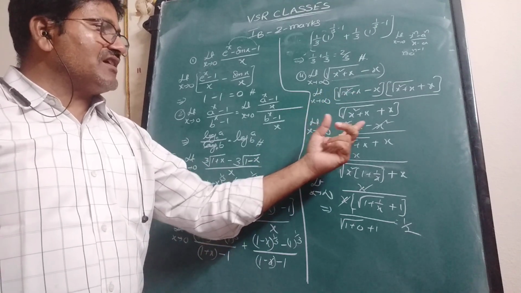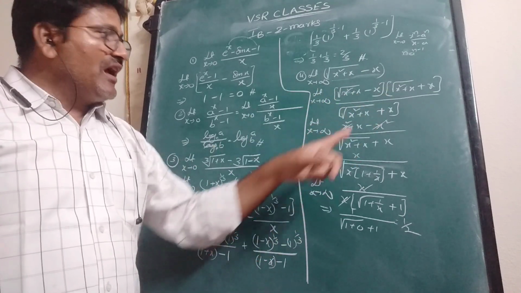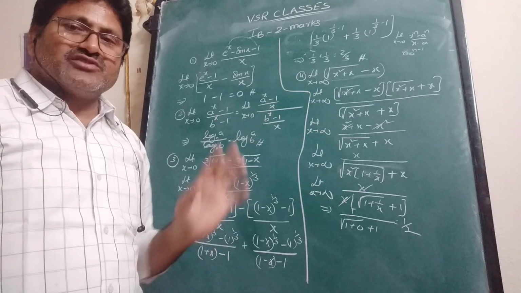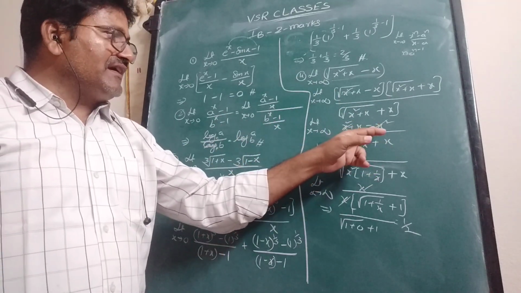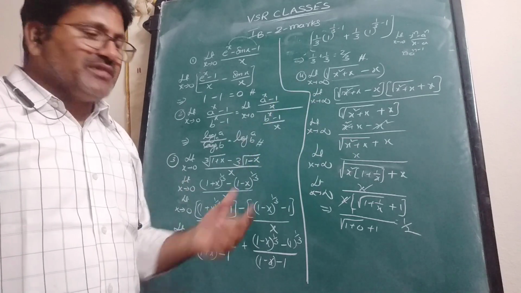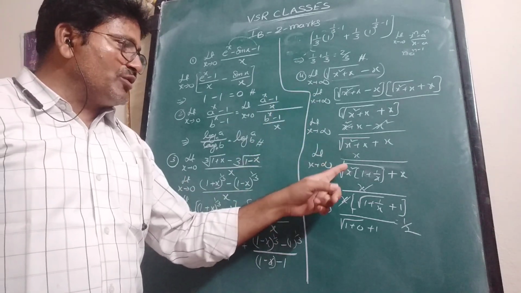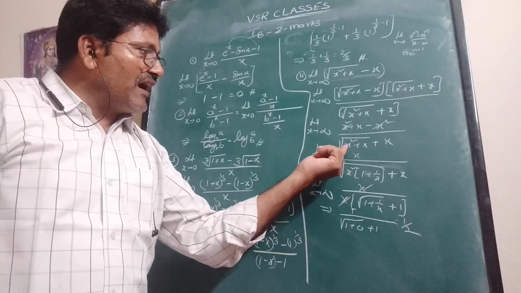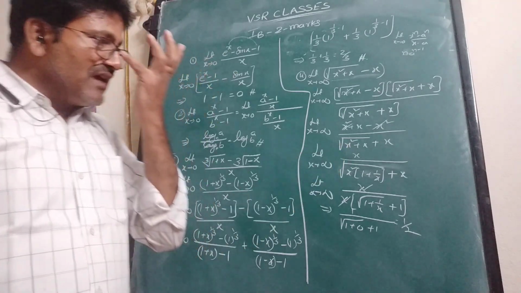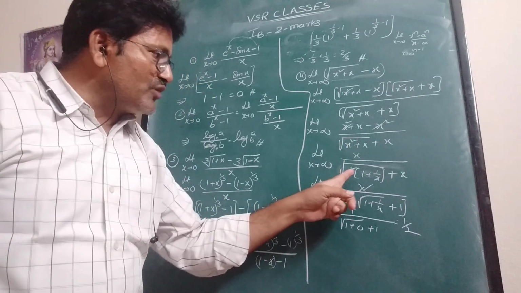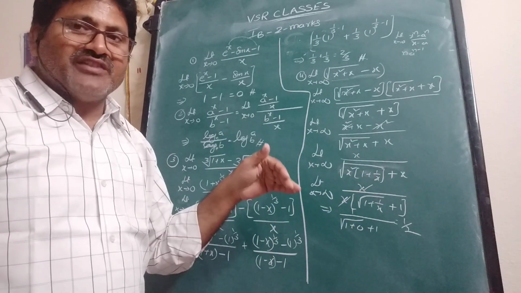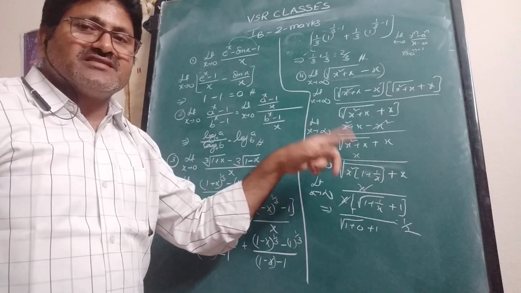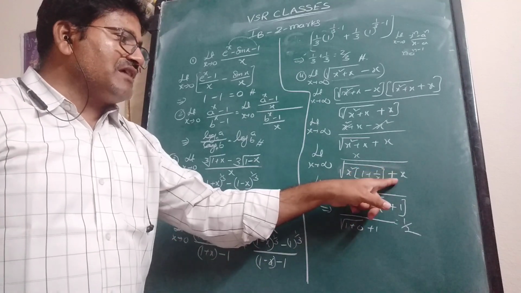x^2 + x - x^2 is the value; x^2 and minus x^2 cancel in the numerator, and x is the remaining term in the numerator. The denominator is root over (x^2 + x) plus x. I took x^2 common from this: x^2 into (1 + 1/x). Then x divided by x^2 cancels, giving 1/x, plus x.